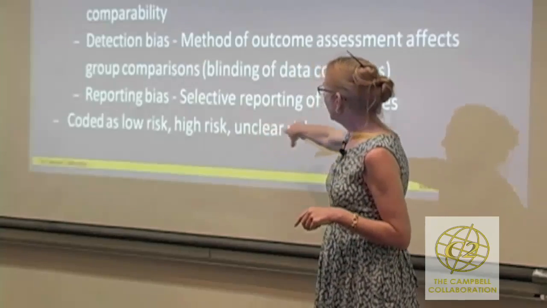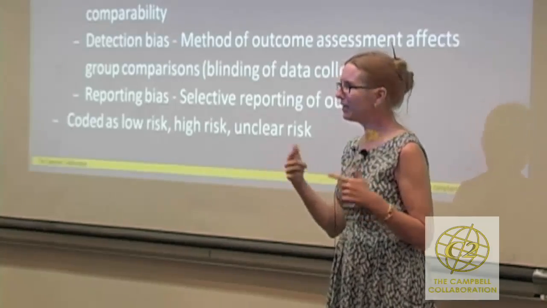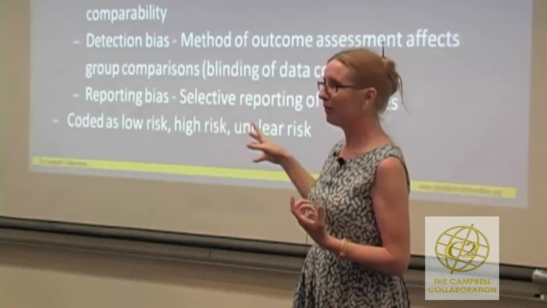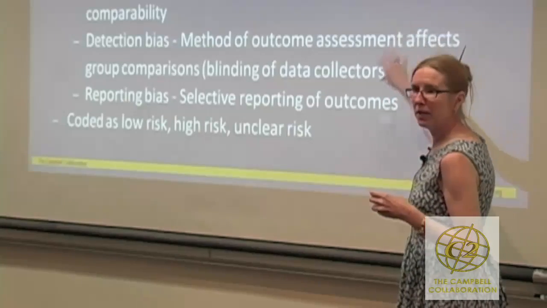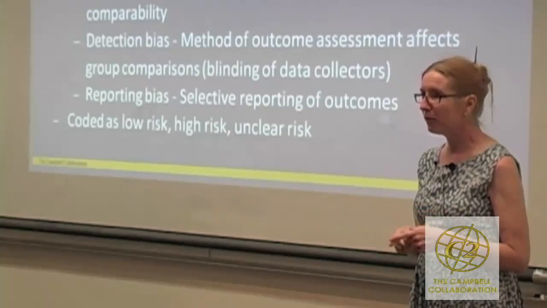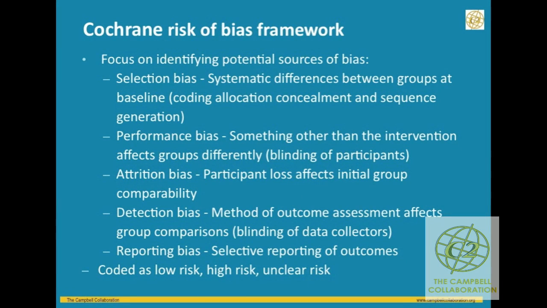In Cochrane, they use kind of a low, high, unclear thing. A lot of the things that I've been saying as we're going through this is getting deeper into each of these and coming up with real ways to code attrition. Don't just tell me it's high risk. Tell me how many people were lost. That's kind of where I was going with that.